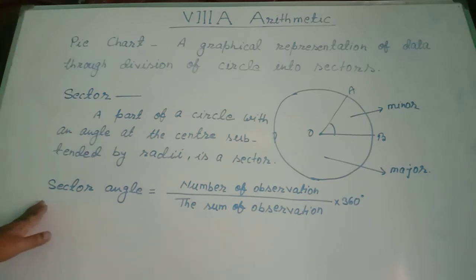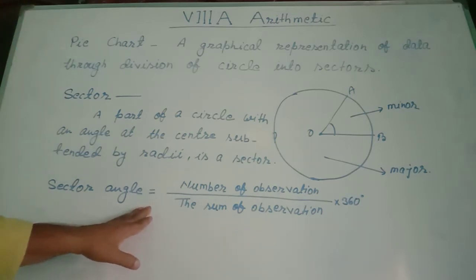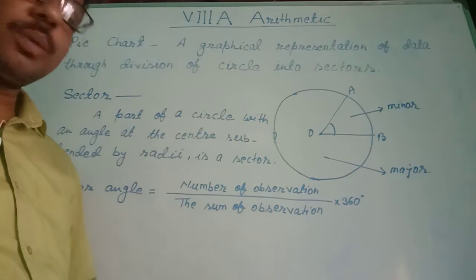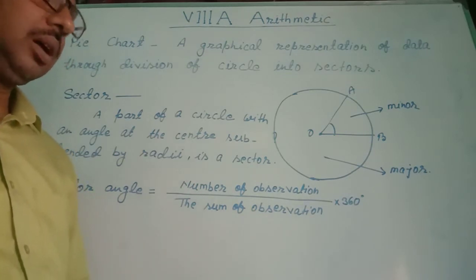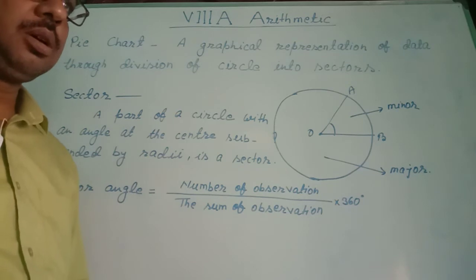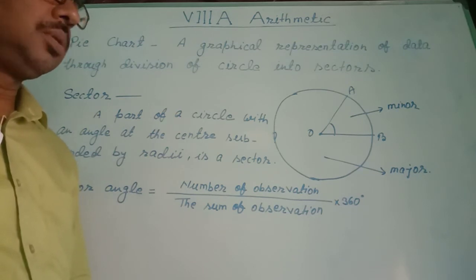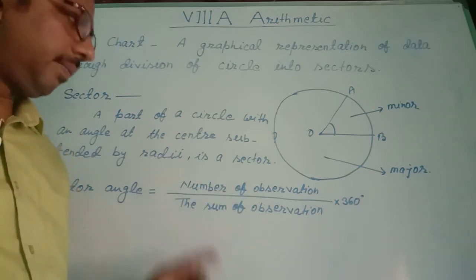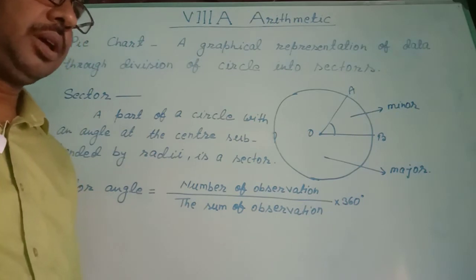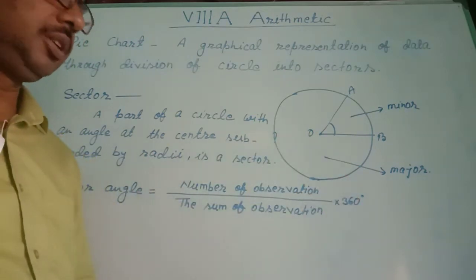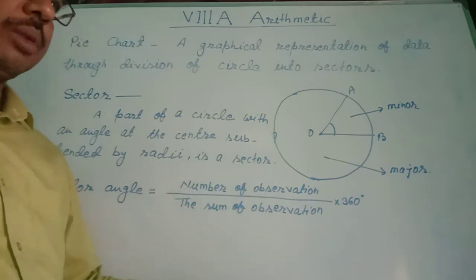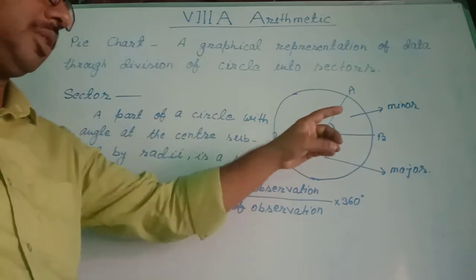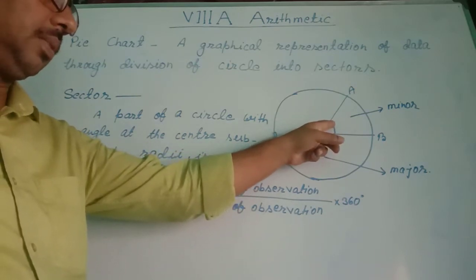For that, we have one formula: sector angle equals number of observations divided by the sum of observations, into 360. Number of observations means what you want to show through the sector, that number divided by the total number, and that will be multiplied by 360 degrees. So this measurement will come in degrees. That much we have to subtend here, that much we have to draw as an angle.